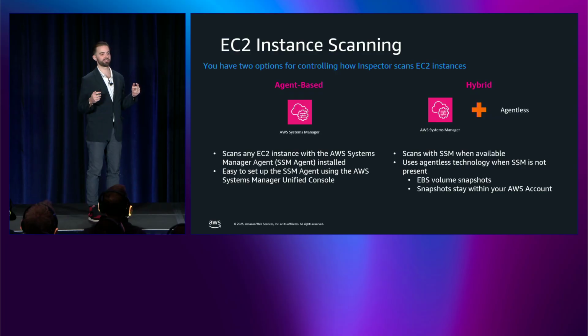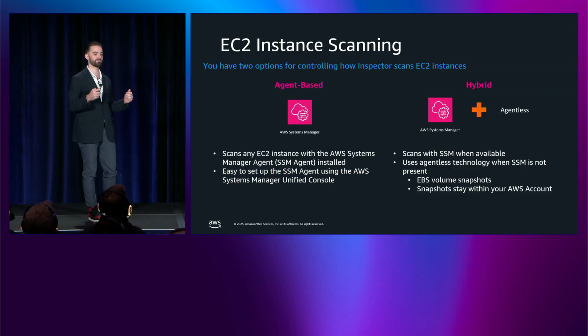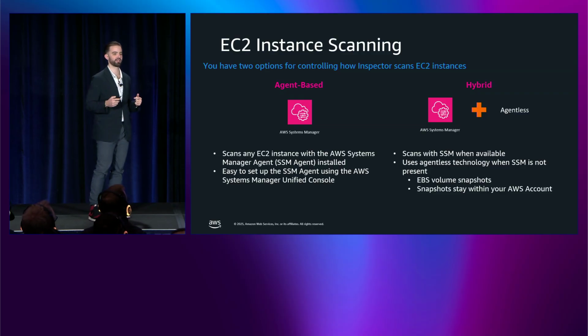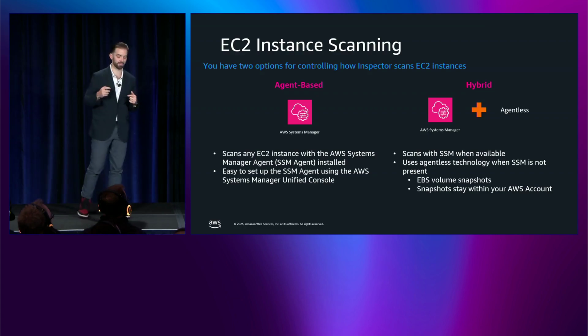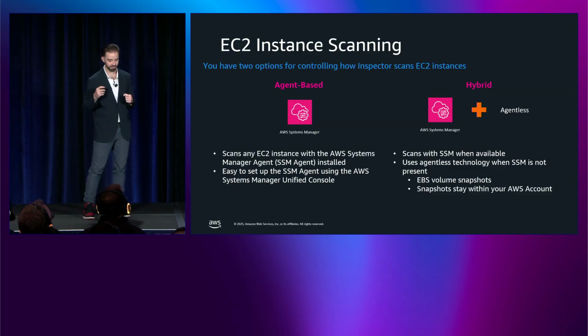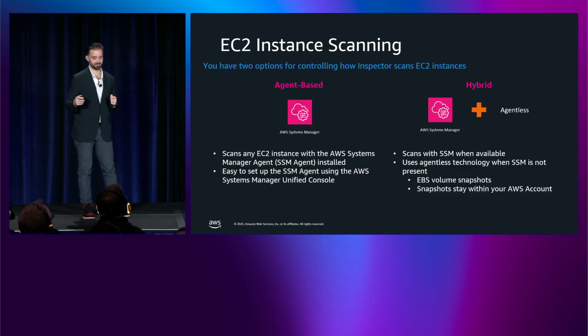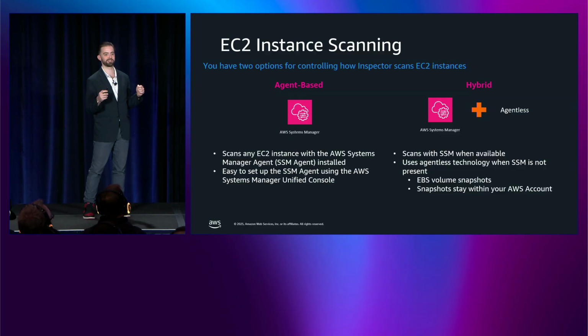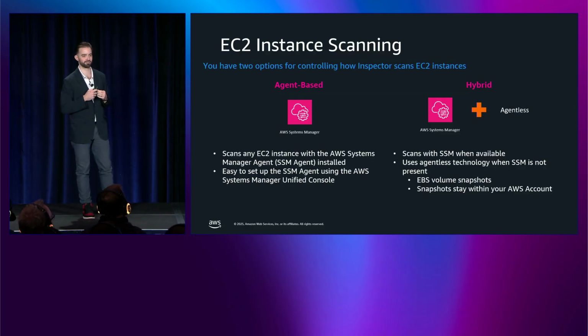And one of the key decisions that you have to make as a customer, and hopefully you'll be making this decision as that Inspector delegated administrator across your entire organization, is what kind of scanning mode do you want to implement across your environment. So there's two different modes that you as a customer have the choice to choose. You have an agent-based approach, which uses the AWS Systems Manager agent, the SSM agent. We like to use the term to describe it as ubiquitous, and it's meant to be as easy as possible to install across your fleet.